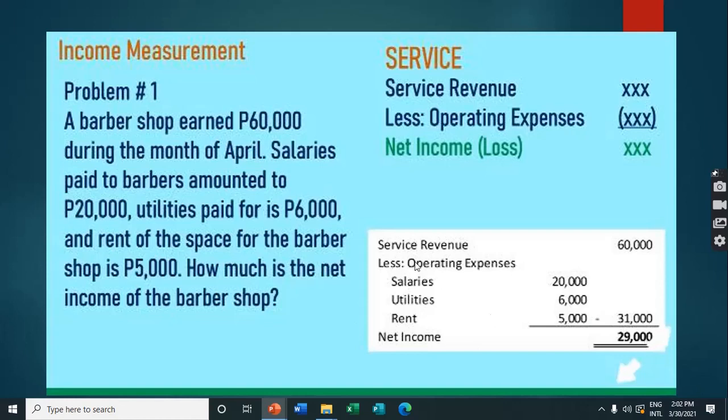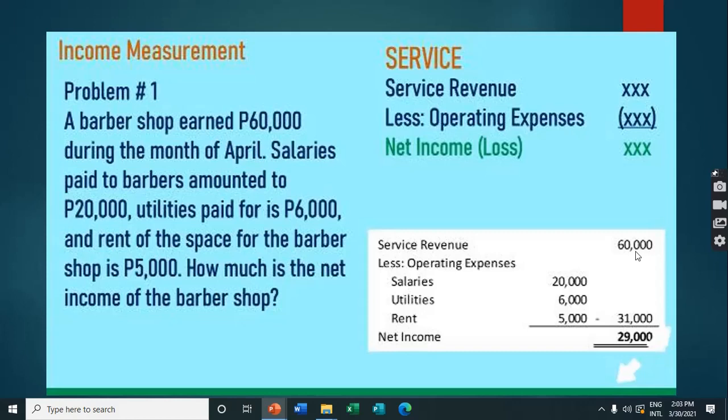So, i-compute mo lahat itong operating expenses. So, magkano ba yan? Let's check it. So, 20,000 plus 6,000, which is 26,000 plus 5,000. Ayan, may 31,000 tayo na operating expense. Ngayon, i-less mo siya sa service revenue. So, na 60,000. So, magkano na yan? 60,000. Tingnan natin kung tama. I-compute natin. Ayan, 60,000 less 31.